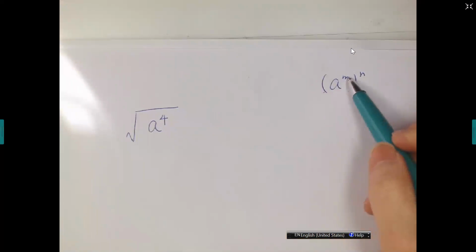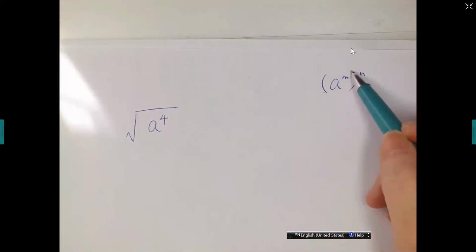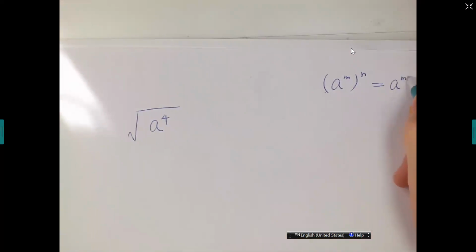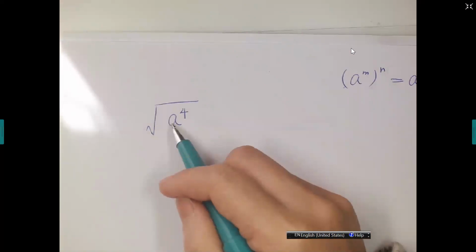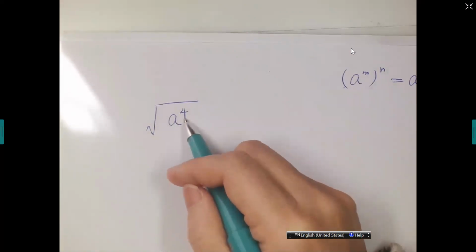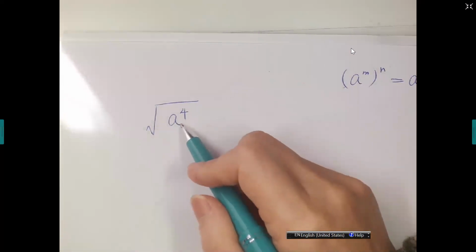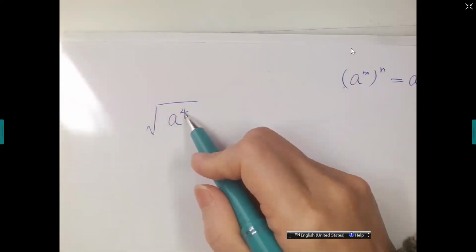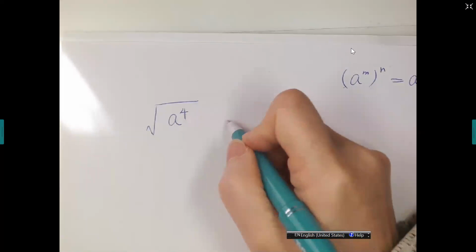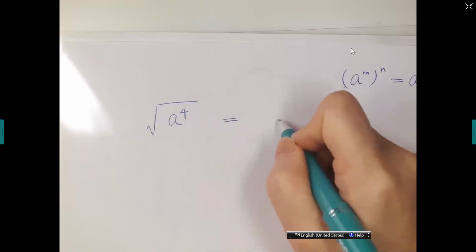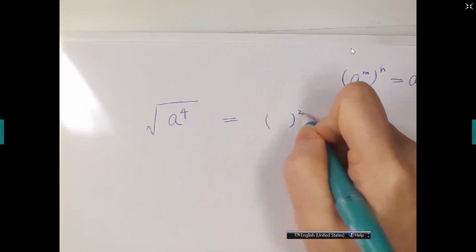Okay, so a to the m is a power, and then raise the power to n. So what do we do? We keep the base and multiply the two exponents. This is from Algebra 1. All right, so when we have one variable, if its exponent is an even number, then it can always be treated as something squared.